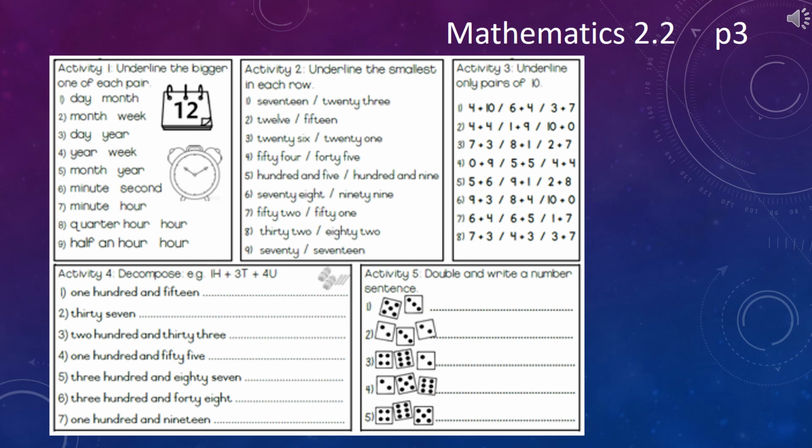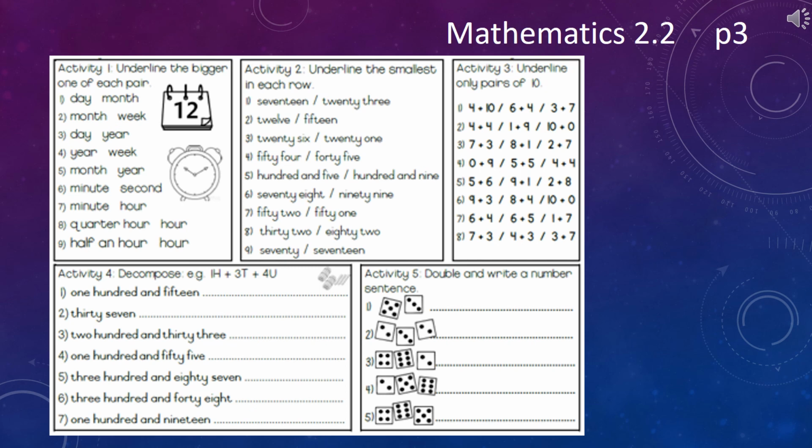In activity 2, it says underline the smallest in each row. So you're going to read the number names, decide which one is the smaller number, and you're going to underline that one. In activity 3, it says underline only the pairs of 10. So if you add up those numbers and you get the answer 10, you're going to underline it. Just look carefully. There might be more than one in one row.